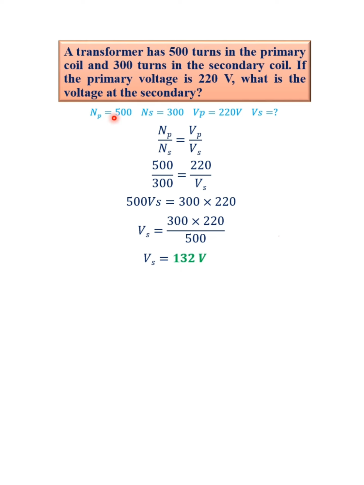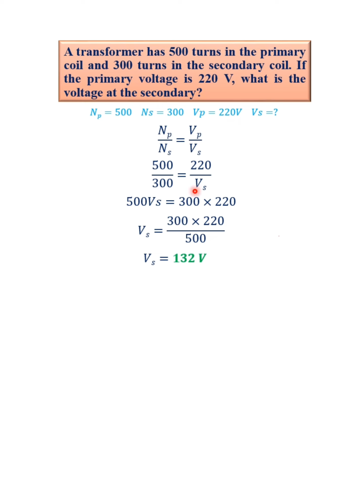The primary turns is 500, the primary voltage is 220. The secondary turns, which is the output, has reduced to 300. The output voltage, secondary voltage, has also reduced to 132, from 220 to 132. So if you supplied 220 at the primary, the input, and you get 132 at the secondary, the output, it means your transformer has stepped down the voltage from 220 to 132.